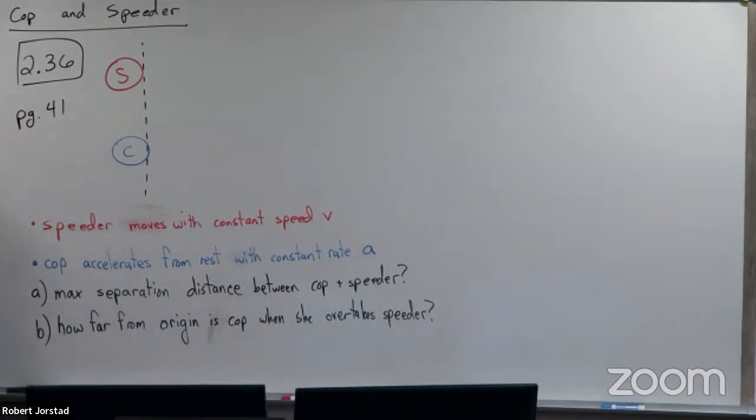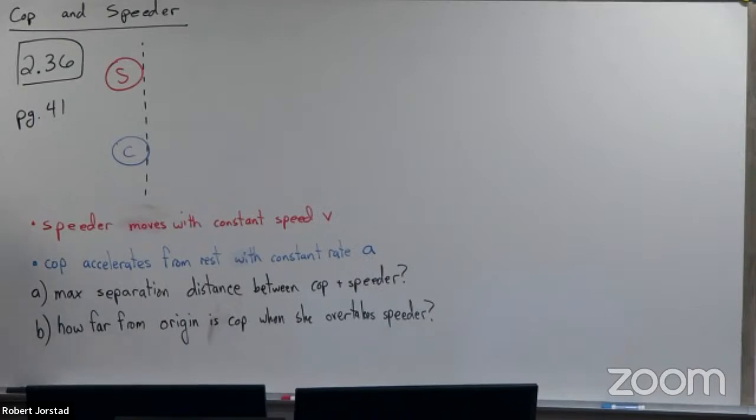The speeder is moving with constant speed v. The cop is going to accelerate from rest. We're going to start with these two main questions, and then maybe after we figure this out, we could talk about how this looks graphically as well and how you can interpret that.